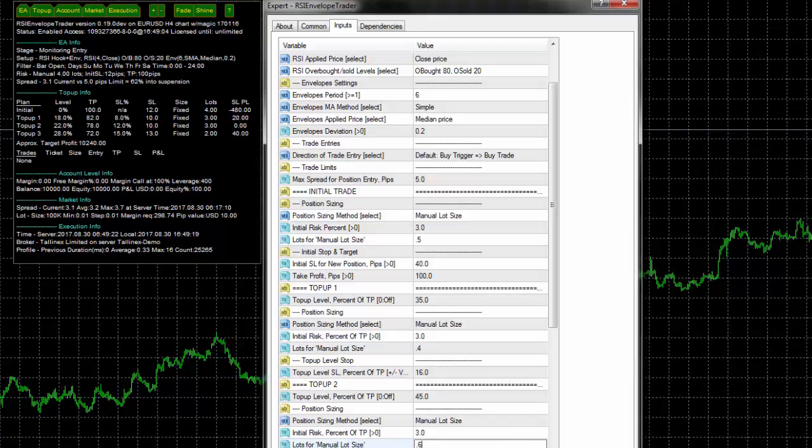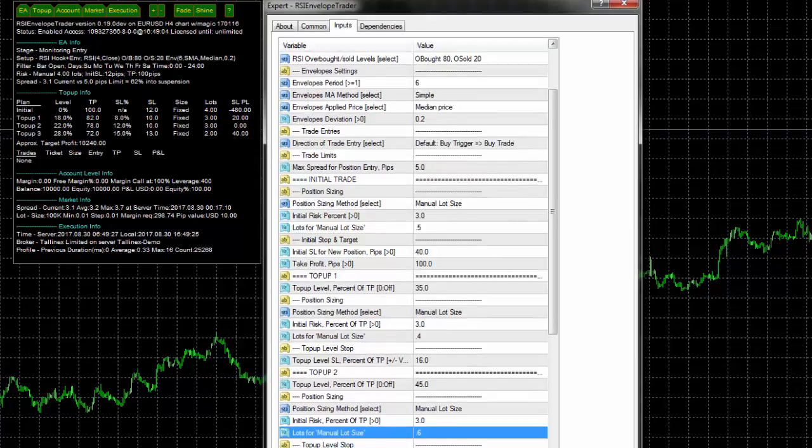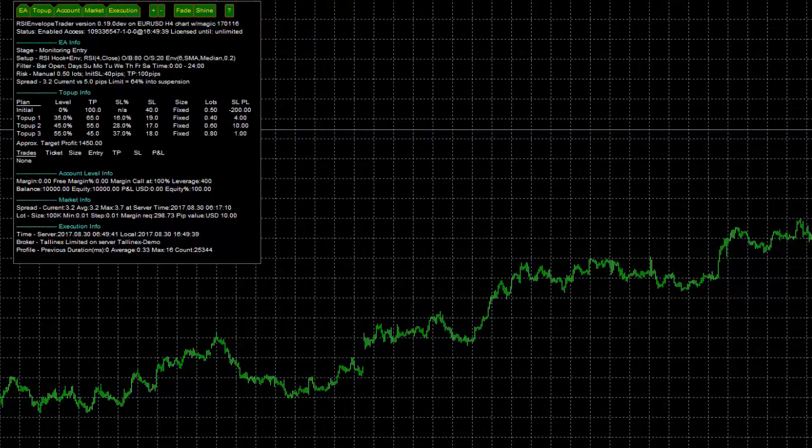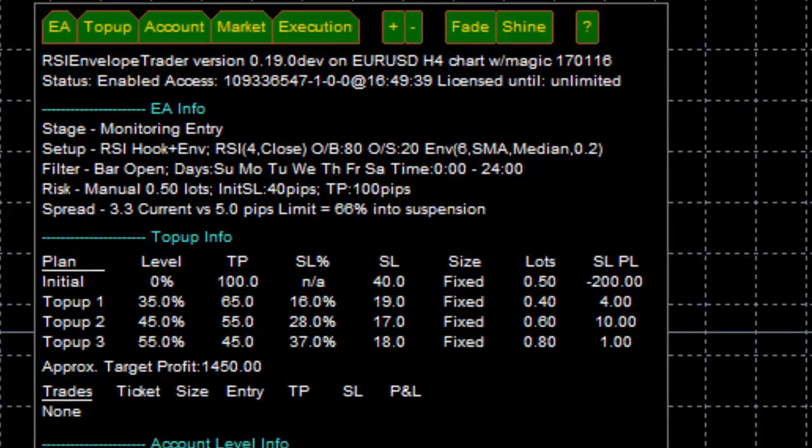So what we're doing is we're designing a strategy that's a little bit more conservative, more realistic to, let's say, normal trading. It's nice to go for double your account in one trade type of trades, but it doesn't always work. So let's have a look at what's happened here. We have now topped up at 35, 45, and 55. But now look at our stop sizes.